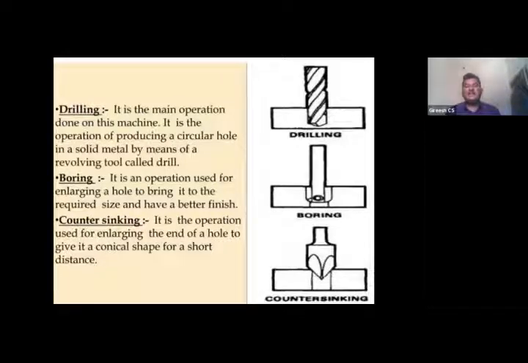The next operation is counter sinking. Counter sinking is the operation used for enlarging the end of the hole to give a conical shape for a short distance. One end of the hole will be enlarged, and it will also produce a conical shape for a short distance. Counter sinking is provided in order to place a screw, a conical screw head, on the workpiece.